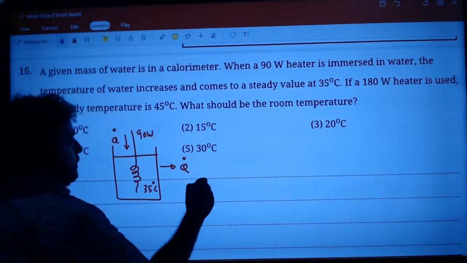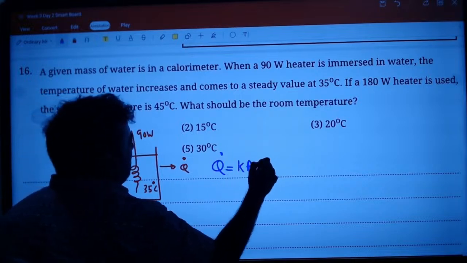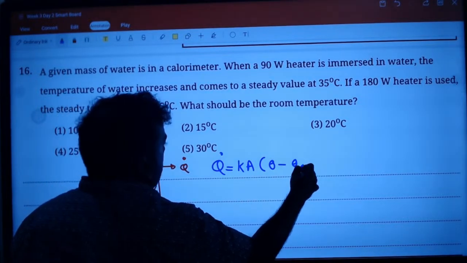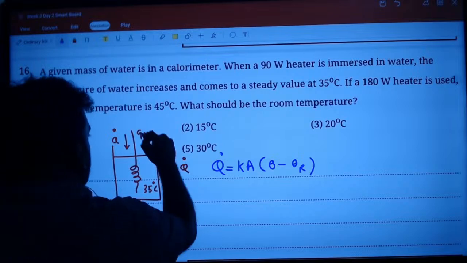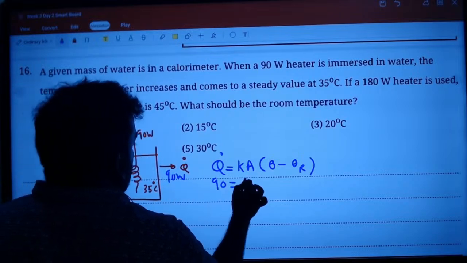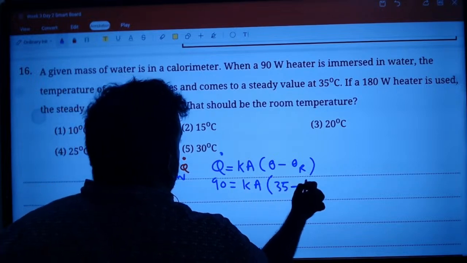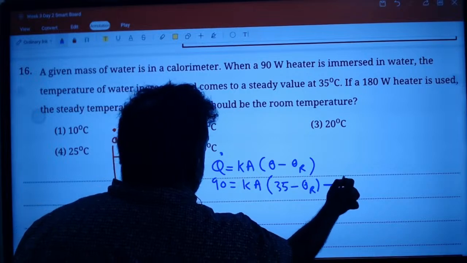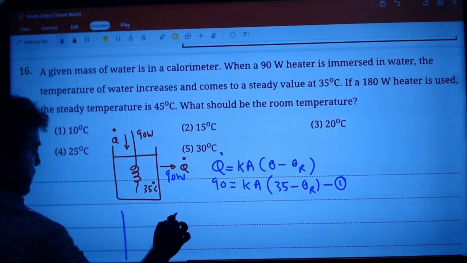Look at the board now. Q dot is equal to K times A times the excess temperature. So here 90 watt supplied, 90 watt lost. K same, area same. Theta is 35, room temperature we don't know, equation number 1. Now your next situation, what?